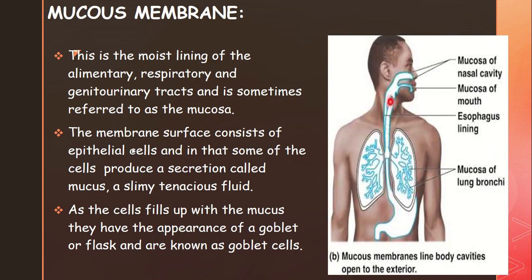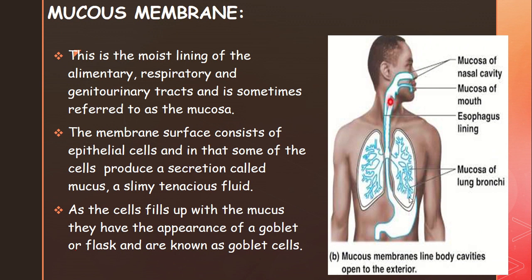First we will see the type of epithelial membrane, the mucous membrane. This is the moist lining of the alimentary, respiratory and genitourinary tracts, and it is sometimes referred to as mucosa. Normally we say that the mucosa is present there. So that is the mucous membrane, the mucosa, and it lines the alimentary canal.